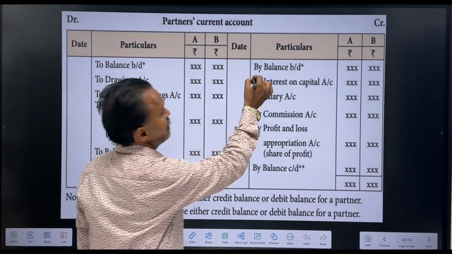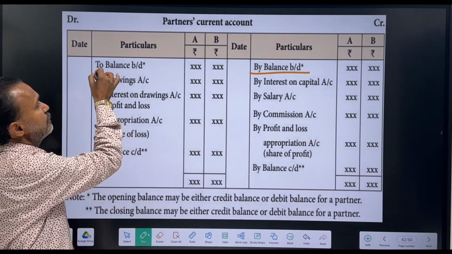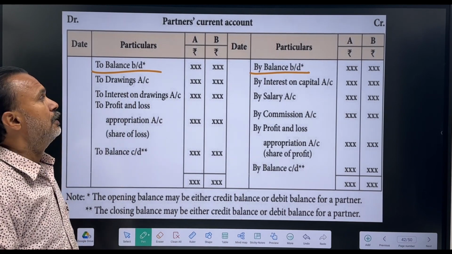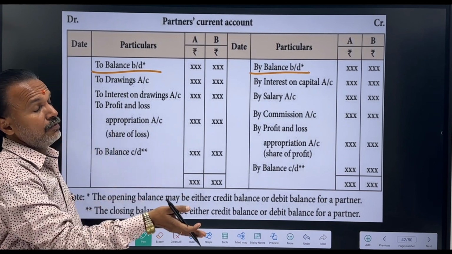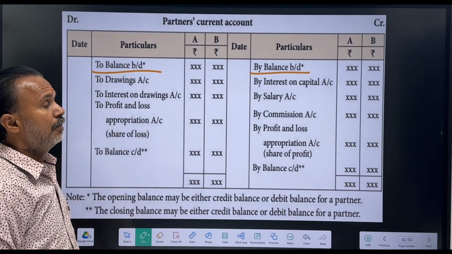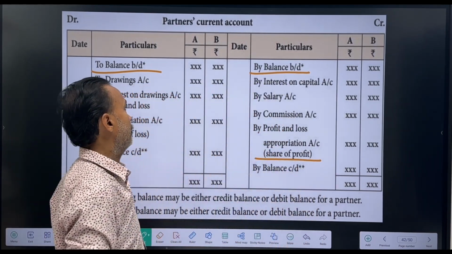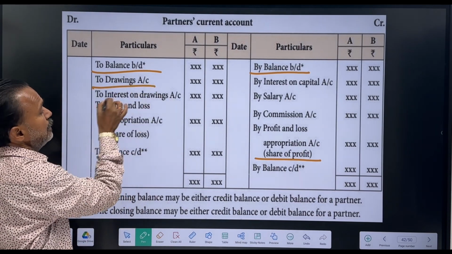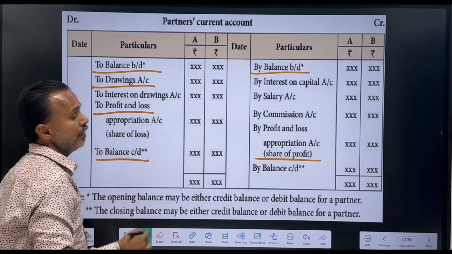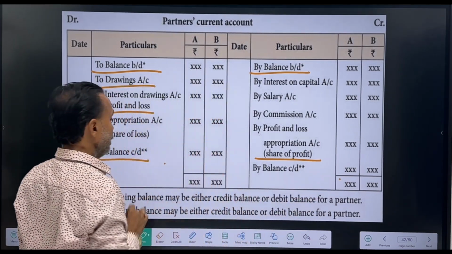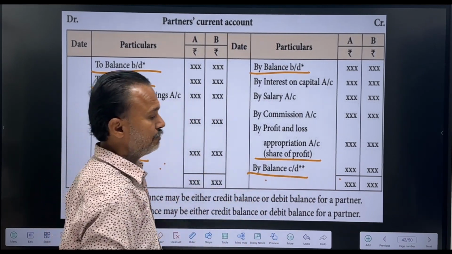That is first by balance BD means opening balance of current account credit, or to balance BD means opening balance of current account debit. Then, in the partner's current account, by interest on capital, by salary, by commission, by profit and loss appropriation, sharing of profit. In the debit side, two things: drawings, interest on drawings, or to PL in the case of loss, and to balance CD, difference between credit and debit, or by balance CD, difference between debit and credit.